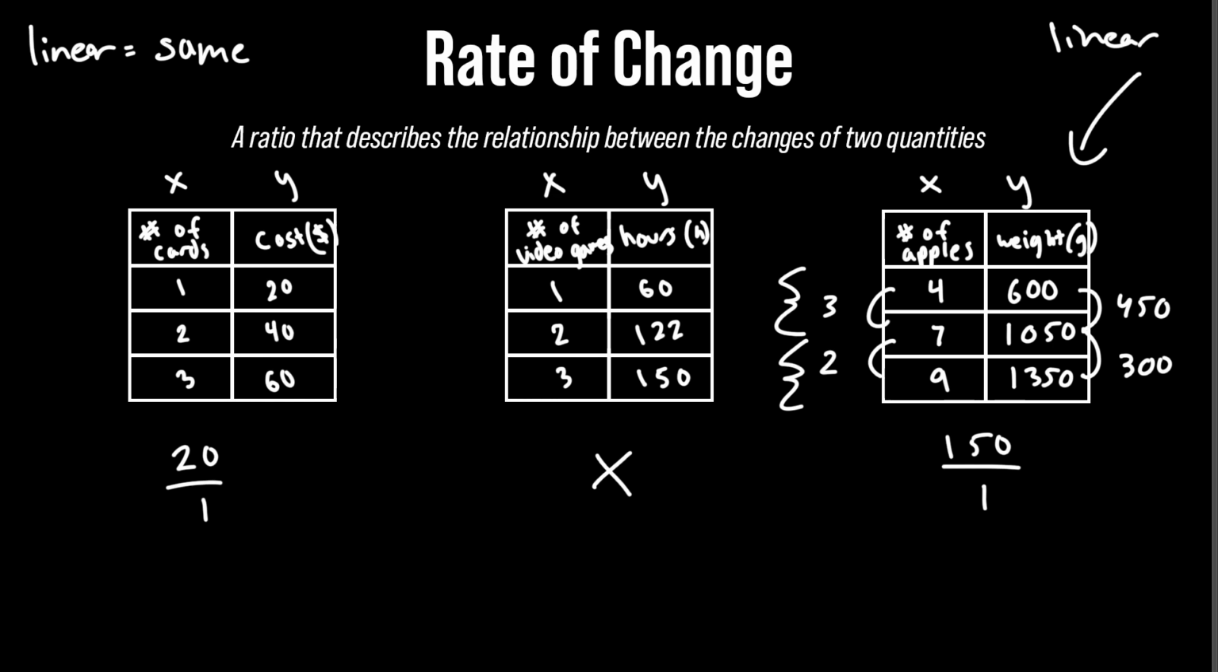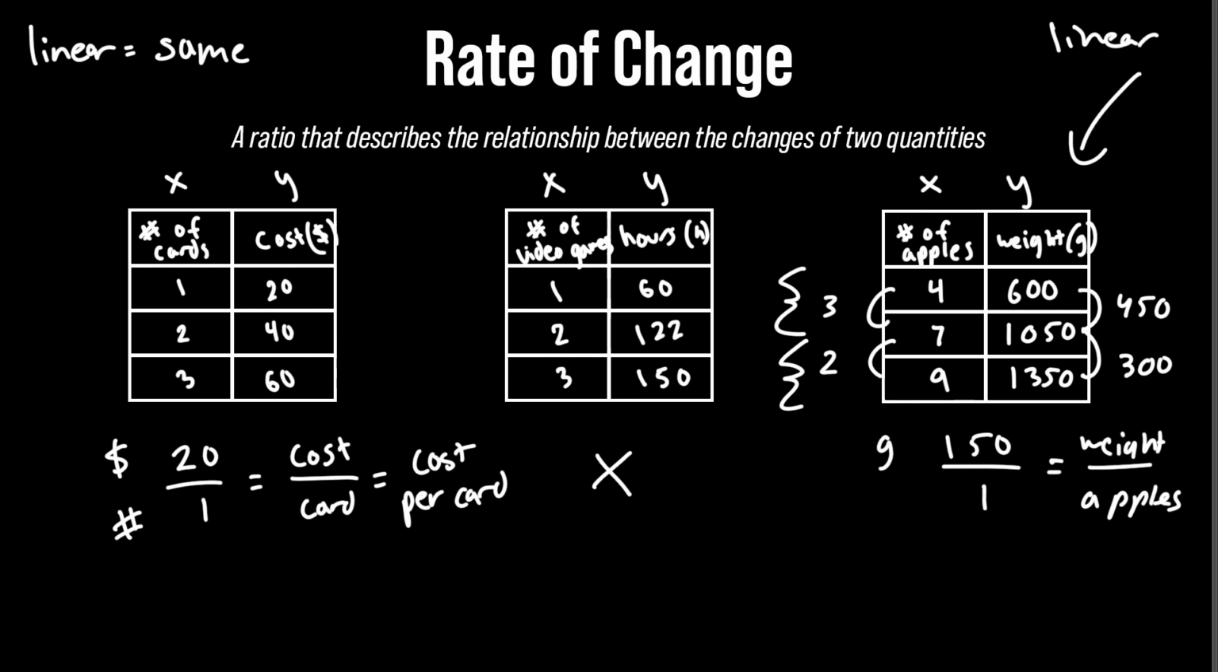So let's summarize here. For the first table, we found the cost over the card, or the cost per card, is 20 over 1. And it's $20 for one card. The second example is not a linear function, so we were not able to generalize it. But the last function, for every 150 grams, that is the weight of one apple.